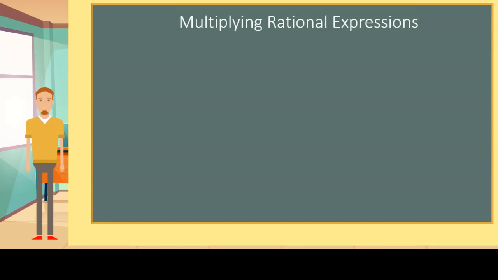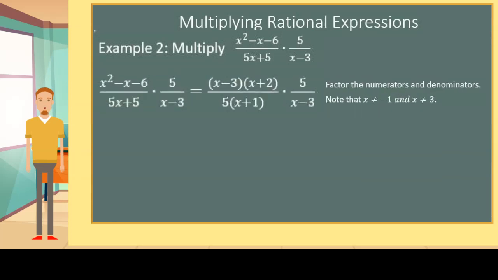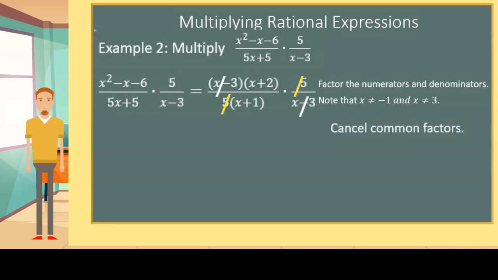Example 2, multiply. Once again, we factor the numerators and denominators, cancel any common factors and multiply across. Finally, we make sure to note all the restricted values. Factor the numerators and denominators. Cancel common factors. Multiply across.